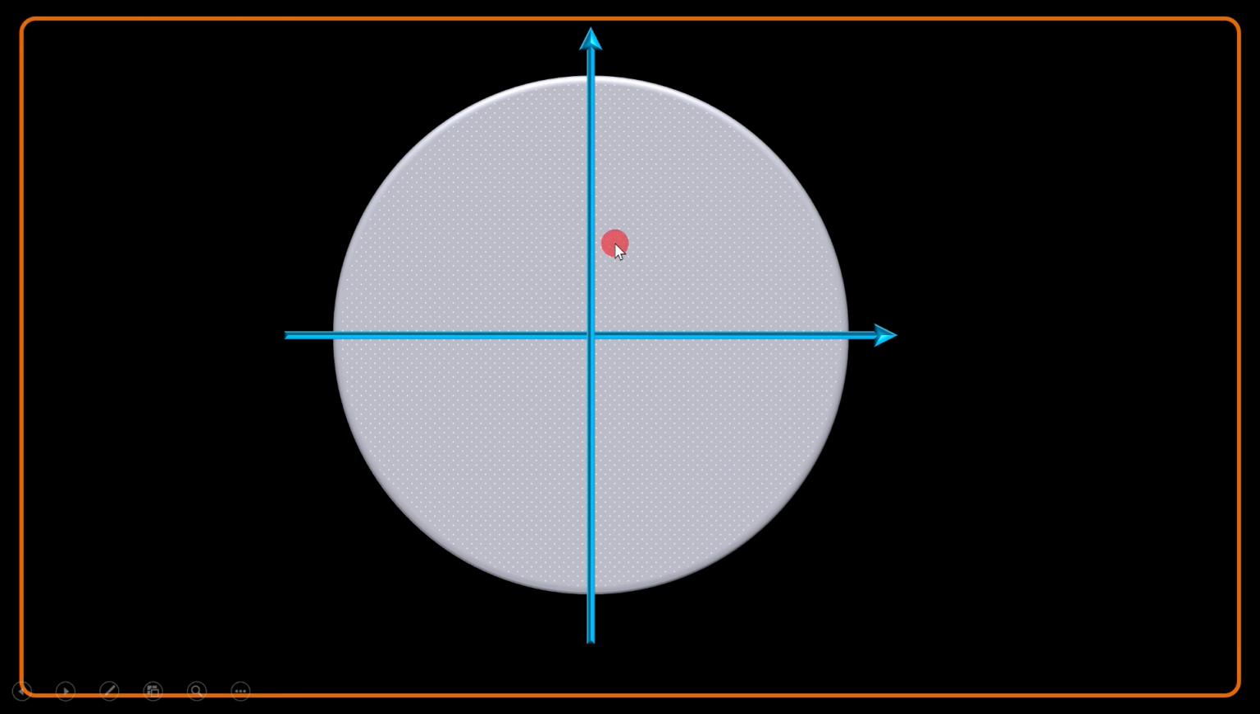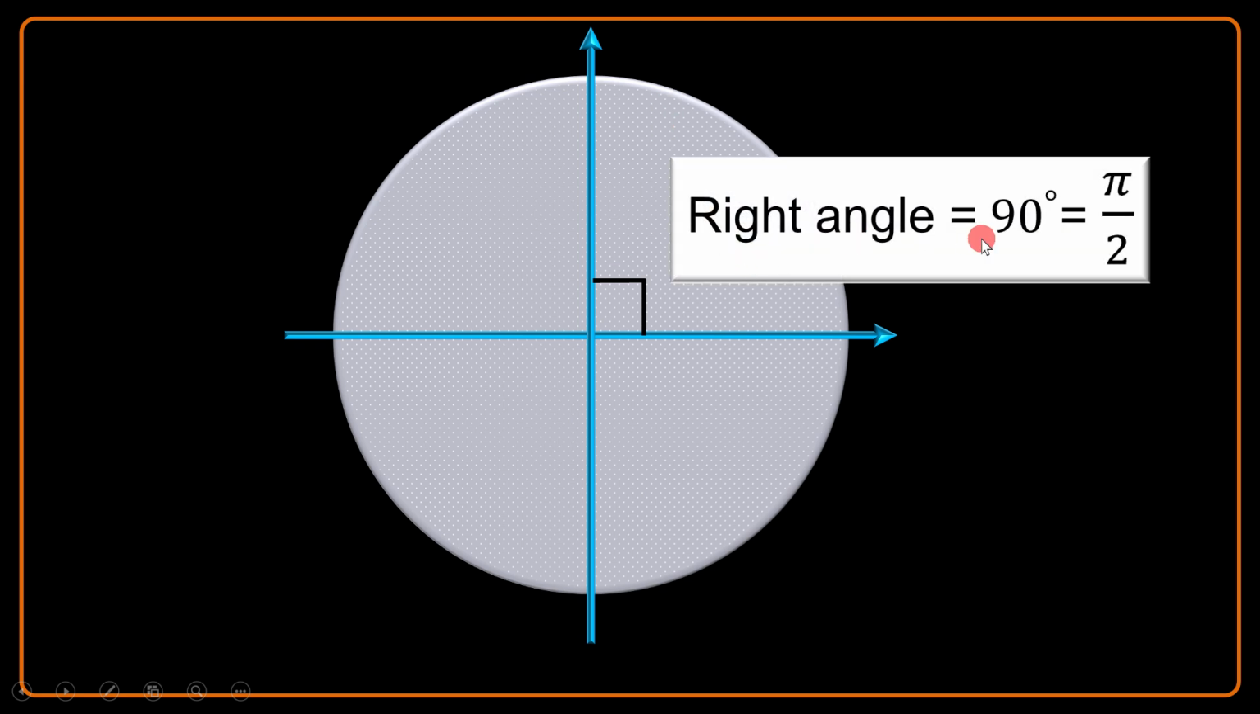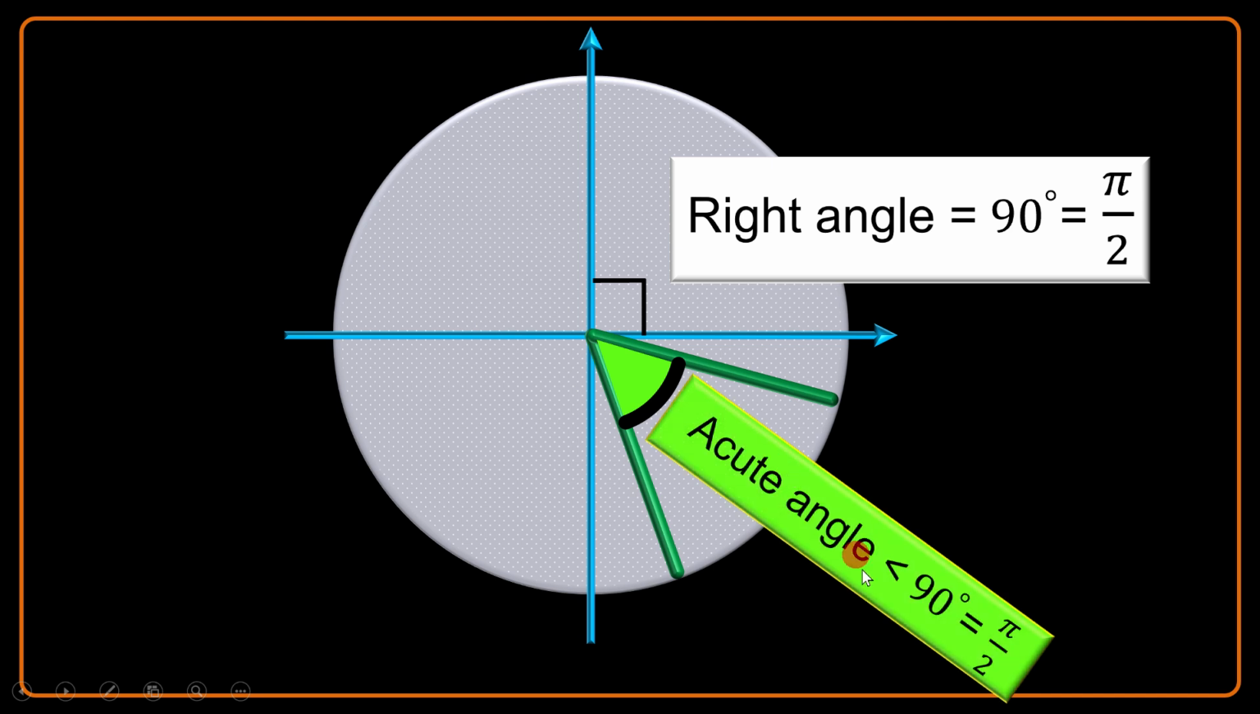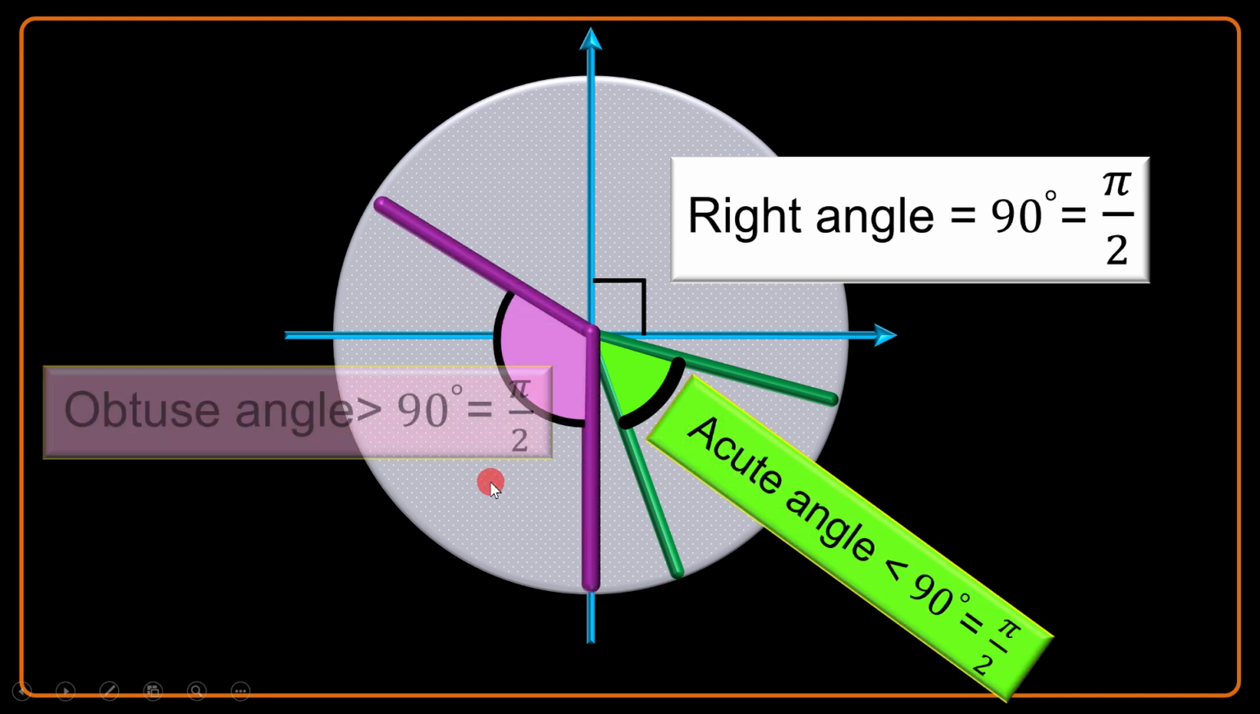Let's have a flashback to previous lessons. You remember that a right angle is an angle subtended by a quarter. So a right angle will be 90 degrees or pi over 2, the measure of a right angle. An acute angle necessarily will be smaller than 90 degrees or smaller than pi over 2. An obtuse angle is greater than 90 degrees or greater than pi over 2 radians.